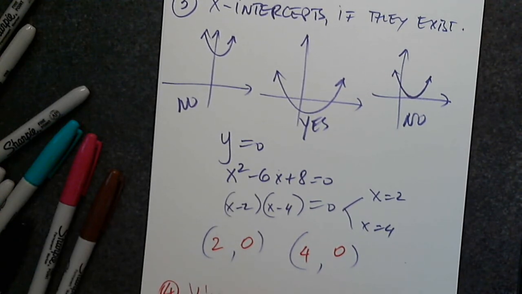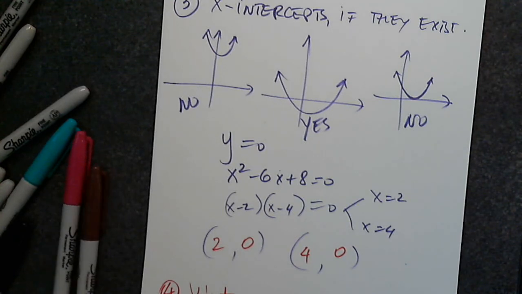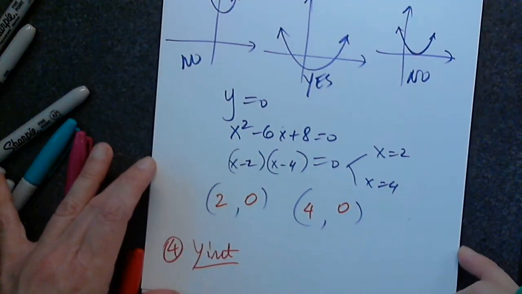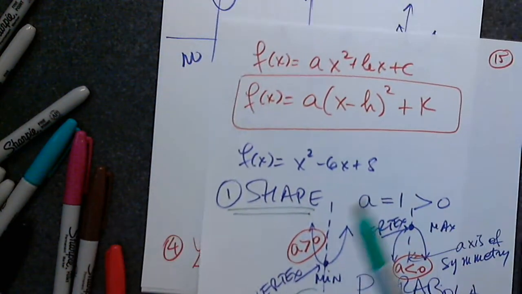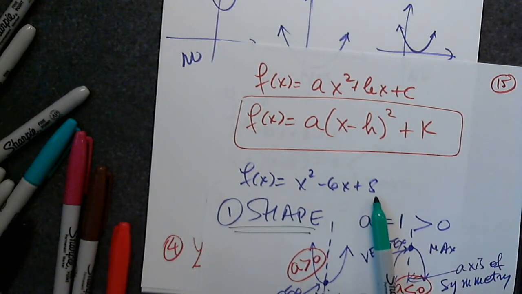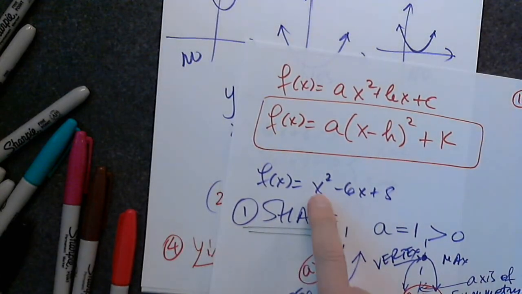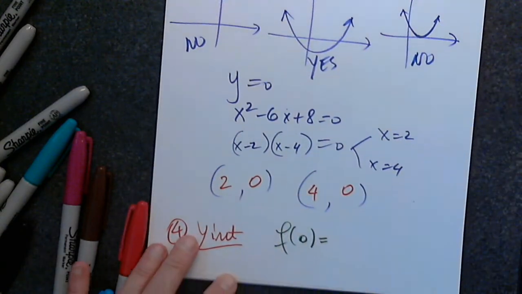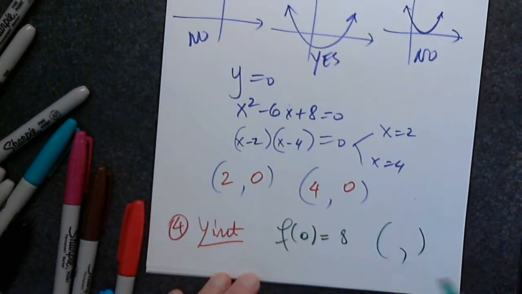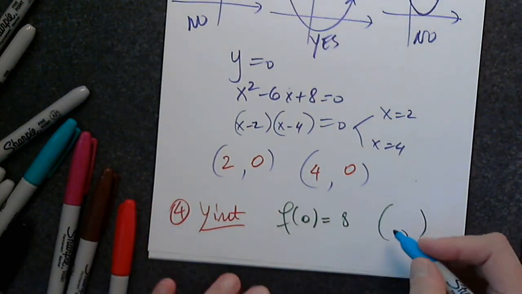Y-intercept. This will always exist. I don't have to write comma if it exists. It will always exist. How do I find the y-intercept for any function, including this one? Very good. F of 0. What is it? What is the y-intercept? Very good. So then, in ordered pair format. Very good, awesome.